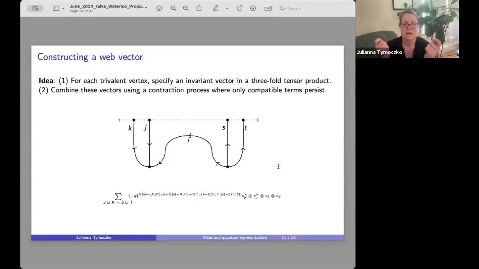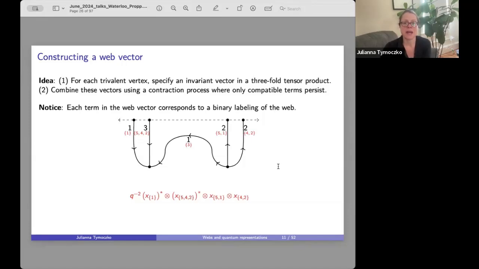And then we can combine these vectors using a contraction process where only certain compatible terms are going to persist. You can think of this as, if I have two different wedge products and then I wedge them together, that's going to vanish if there are any repeated basis vectors. It will only survive if you've got exactly complementary labelings. So we do a contraction process.